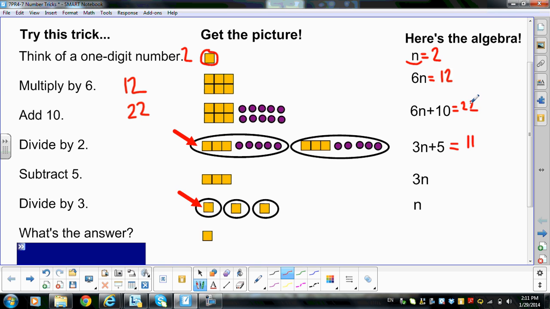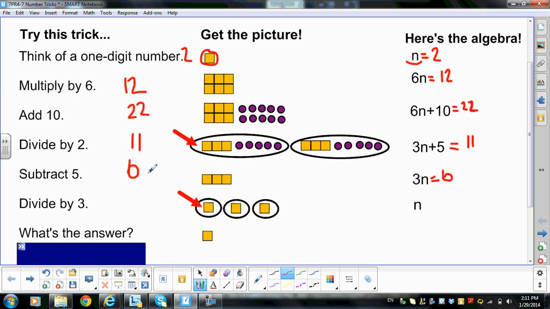All right, so 6 times my number plus 10 is 22, and then I halved it. I divided it by 2, and I got 11. So now when you look here, it says to subtract 5. So they took away the 5 counters, and I'm just left with 3 of my numbers, and 3 times 2 is 6. 11 minus 5 is 6. 3 times my number, 3 times 2 is 6.